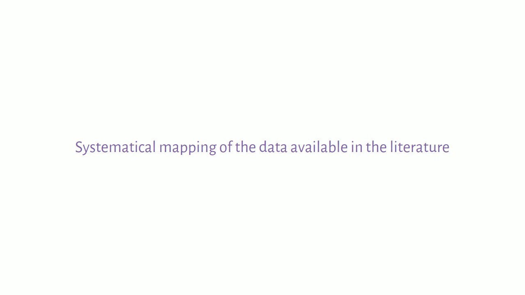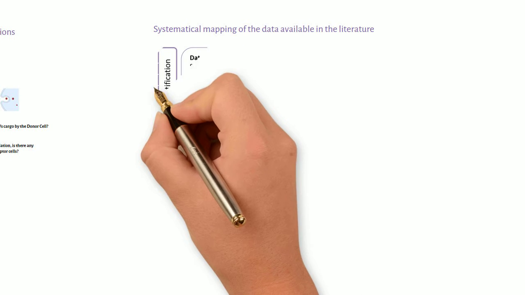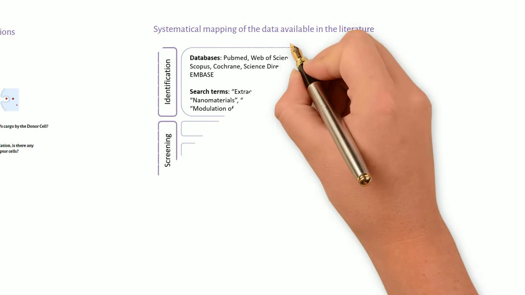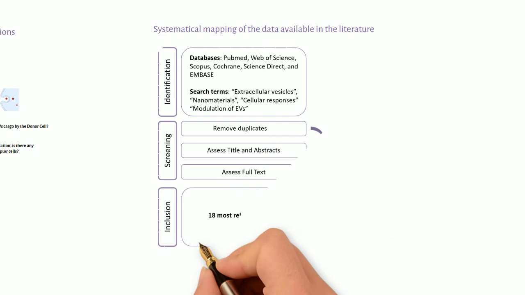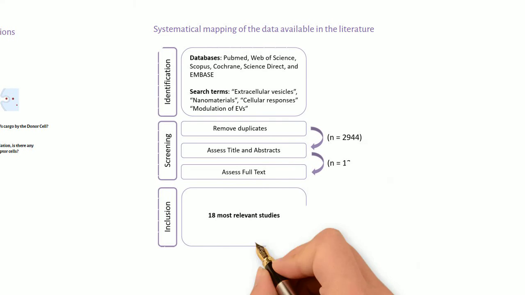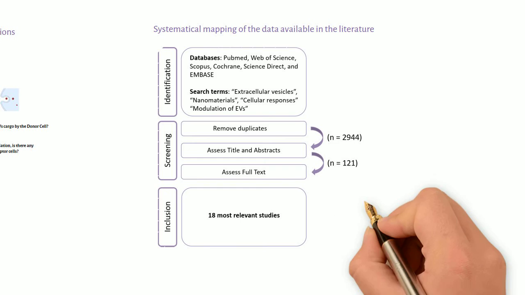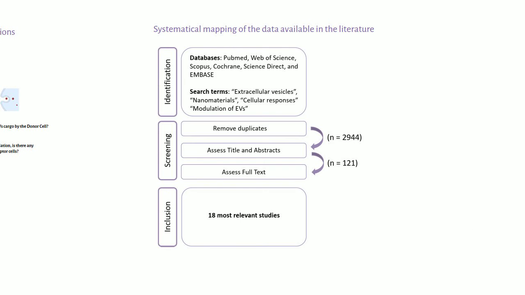In this work, we systematically map the data available in the literature. Databases such as PubMed and Web of Science were consulted, using the following terms: extracellular vesicles, nanomaterials, cellular responses, and modulation of EVs. After removing the duplicates, 2,944 articles were obtained.